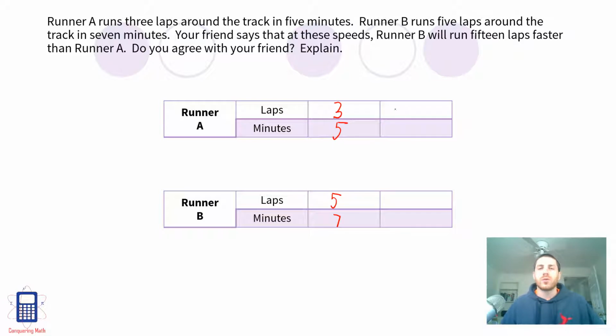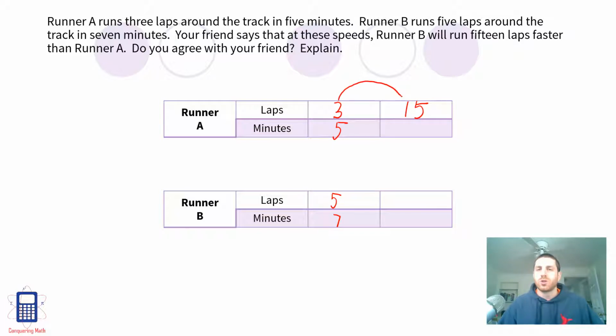So with the ratio table, you know that runner A ran 3 laps in 5 minutes, and we need to know how long it takes her to run 15 laps. So we'll fill that number in right here. And since 3 goes directly into 15, we only use multiplication and division on these. Addition and subtraction just gets way too confusing. You're much better off with multiplication and division.